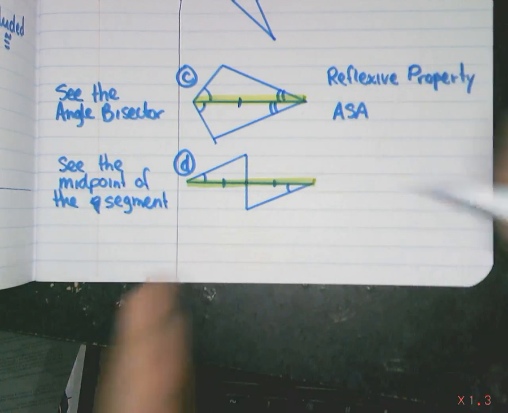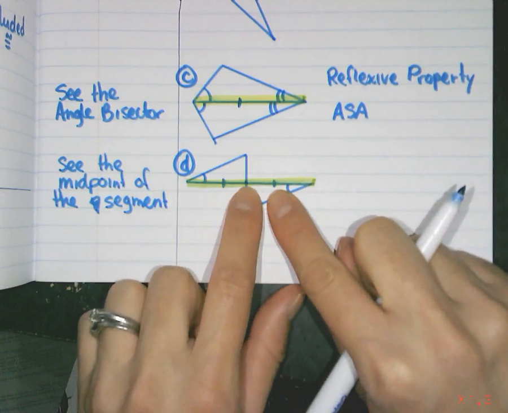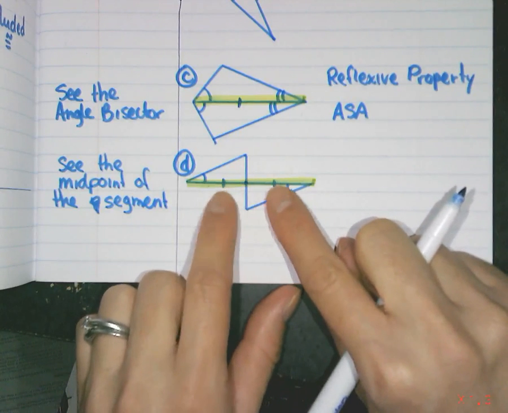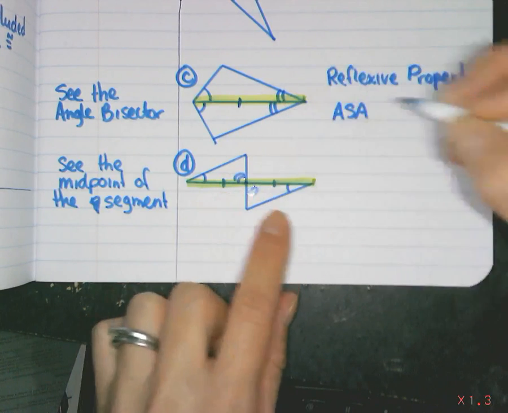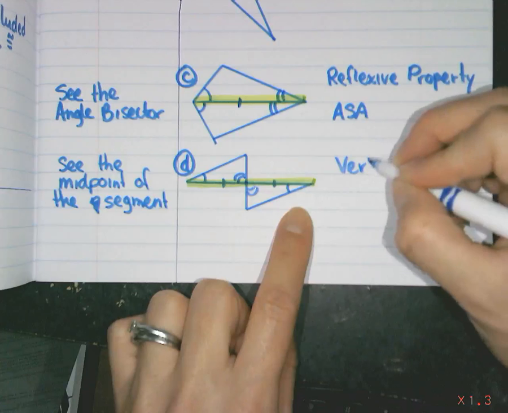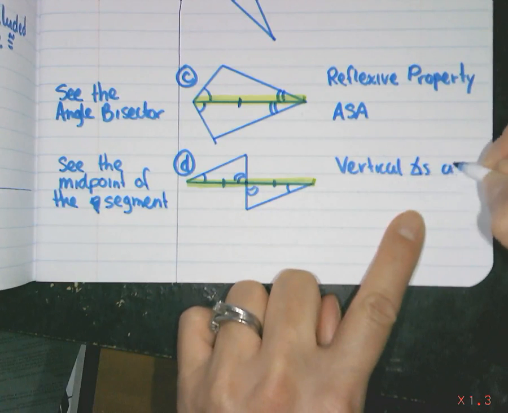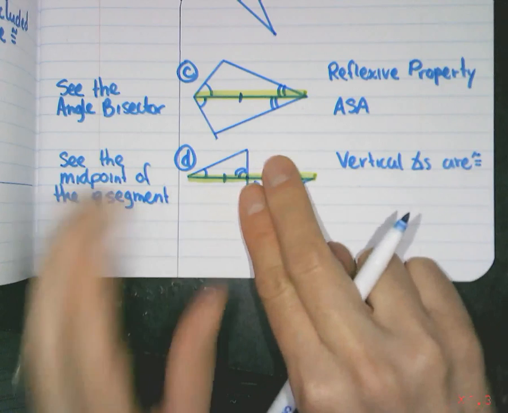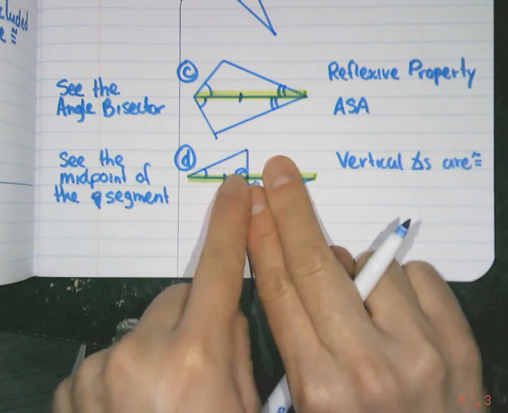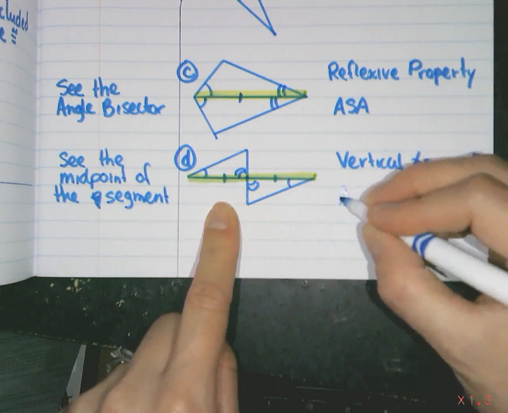And here, all the other information is given to us. The midpoint of the segment gives me 2 equal halves. Oh, not everything is given to us. We have to see the vertical angles. The last thing we needed for this example. And now we can say, is it only on one triangle? Is it an angle side angle or an angle angle side? And it's totally an angle side angle.